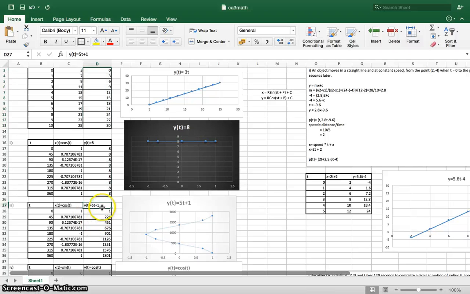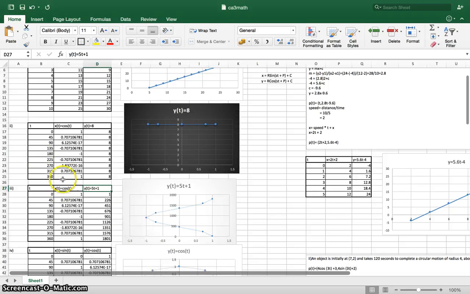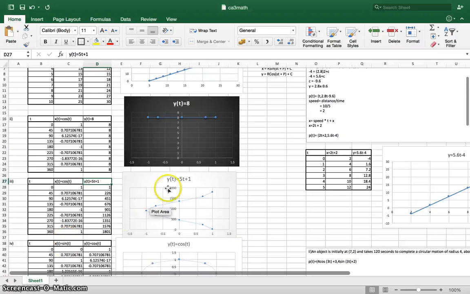And in this graph, you can see that it's quite a wavy graph, but it's not really a wavy graph. It's just because you plotted a cos graph, so it will create a wave like that.